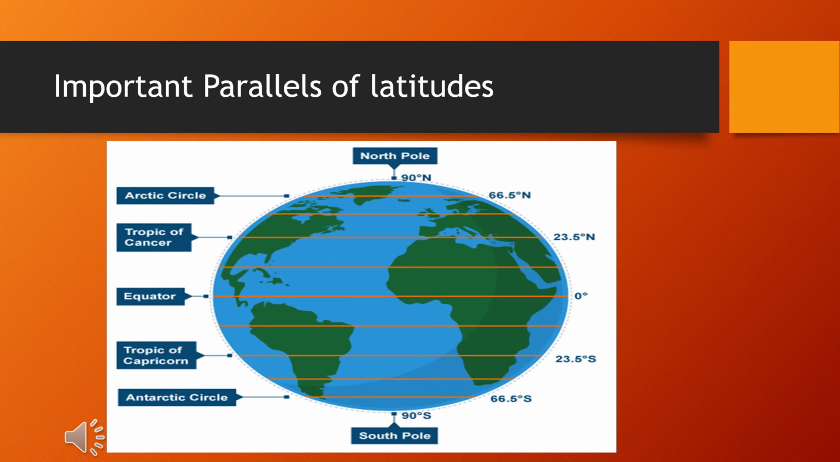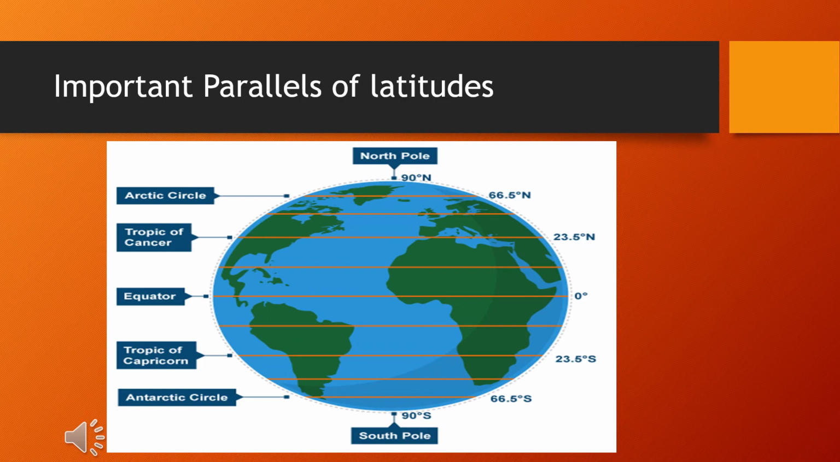Towards the north, in the northern hemisphere, is the North Pole, associated with 90° north. Then coming on to the next, that is 66.5° north, the Arctic Circle. Then the next, the Tropic of Cancer at 23.5° north. Then the next is the Equator at 0°.